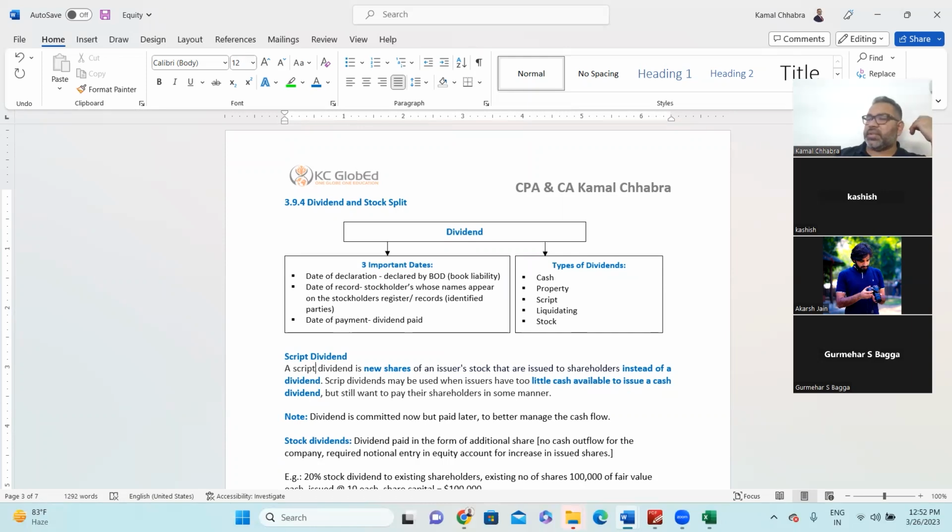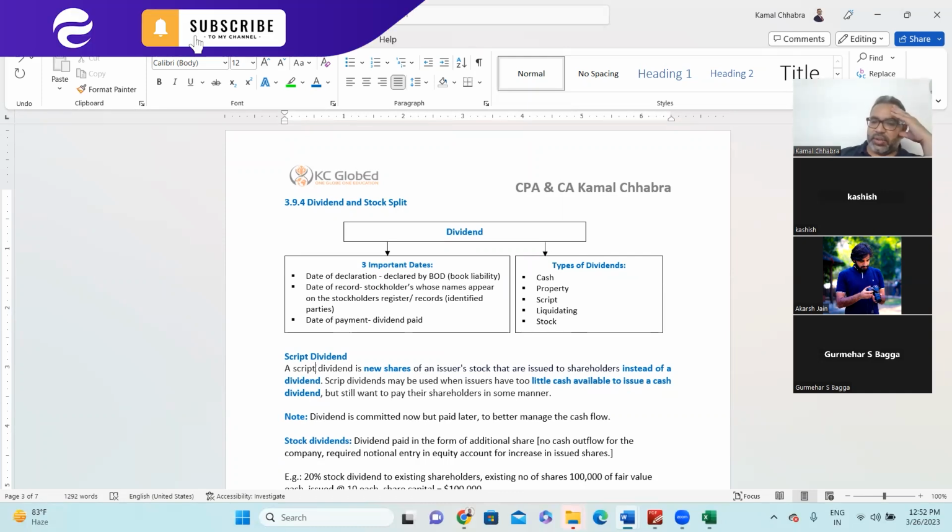Property dividend: instead of cash, you are giving property of equivalent value to the shareholder, right? For example, sometimes a company has excess land, building, or maybe motor vehicles. Instead of giving cash, they provide such equipment, land, building, or property to the shareholders, right? So the type of dividend can be cash, property, scrip, liquidating, or stock.